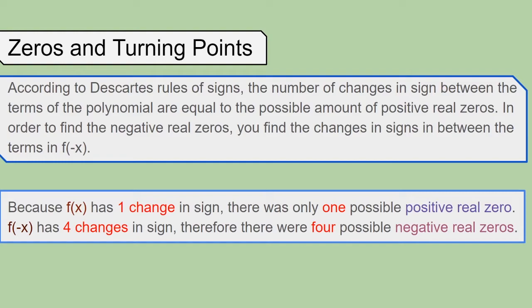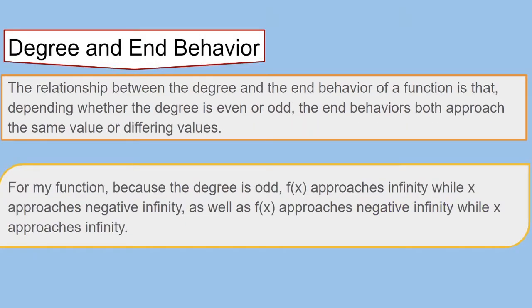Because f of x has one change in sign, there is only one possible positive real zero. F of negative x has 4 changes in sign. Therefore, there were 4 possible negative real zeros. The relationship between the degree and the end behavior of a function is that, depending whether the degree is even or odd, the end behaviors both approach the same value or differing values. For my function, because the degree is odd, f of x approaches infinity while x approaches negative infinity, as well as f of x approaches negative infinity while x approaches infinity.